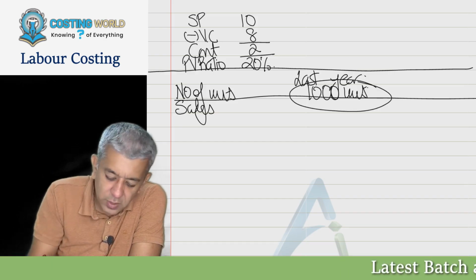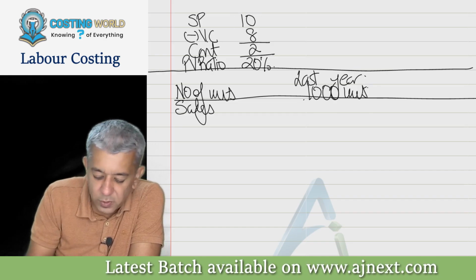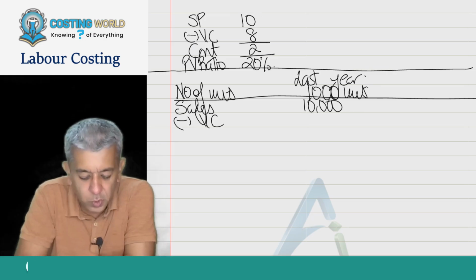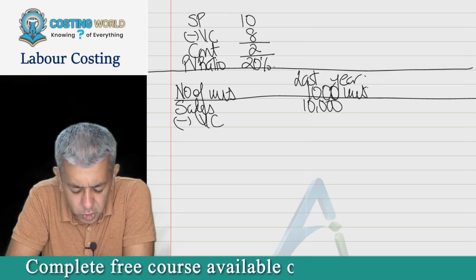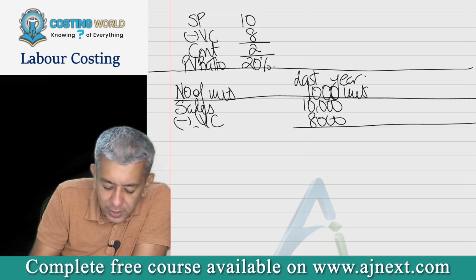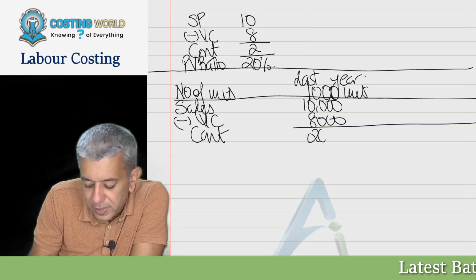10,000. So 1000 units into 10 rupees. So therefore my sales would have been 10,000. Out of that, less our variable cost. So therefore our variable cost would have been how much? 8,000. If I subtract, I'll be able to get my contribution. So contribution must have been 2,000.